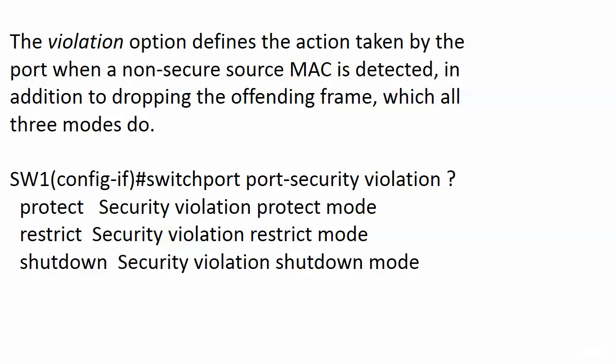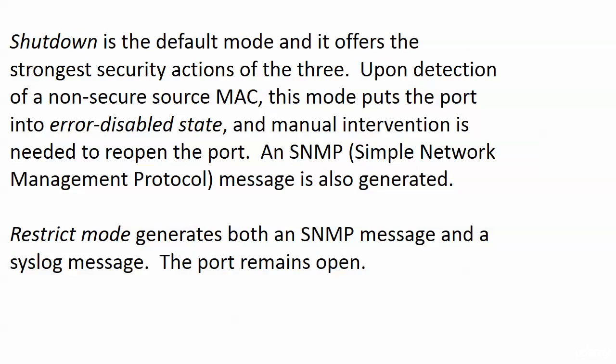The violation option, we've got to be all over this one, because this defines the action taken by the port when a non-secure source MAC address is detected. Now, the three modes take, for the most part, different actions or different levels of action, but all three modes will drop the offending frame, which certainly makes sense. The three modes are protect, restrict, shutdown. And shutdown is the default.